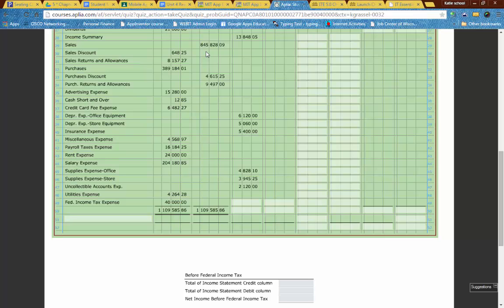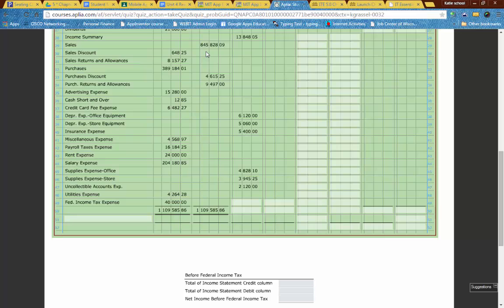Okay. I no longer want to sell that remote, and I return it. What is that going to do to the value of purchases? Lower it. So purchases has a debit normal balance, so our purchases, returns, and allowances and purchases discount will have a credit. Got it?